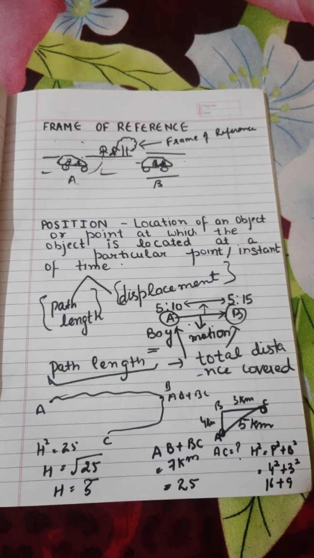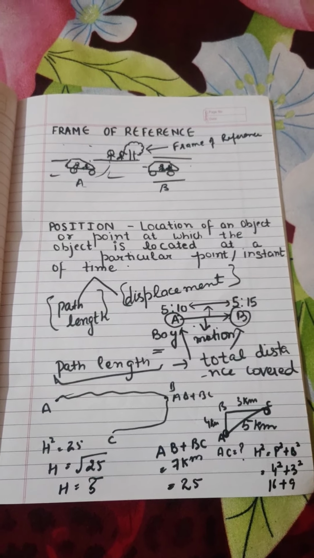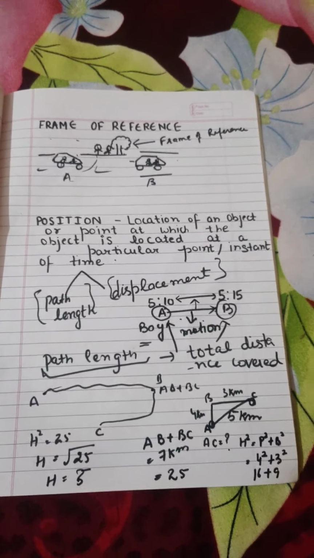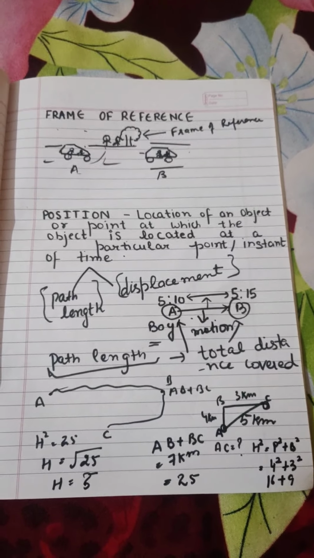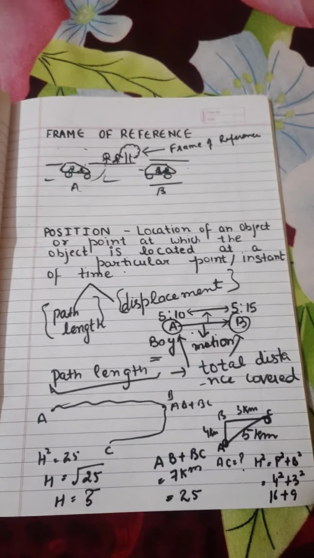Okay, see, path length basically depends upon the path. For path length or for distance, the whole of the path matters, but for displacement only the initial and final position matters. It only depends upon the initial and the final position.